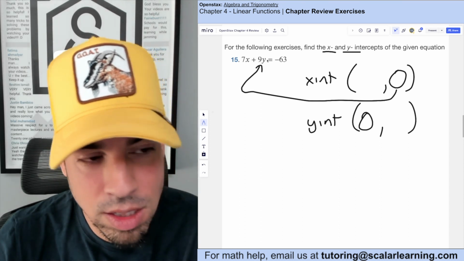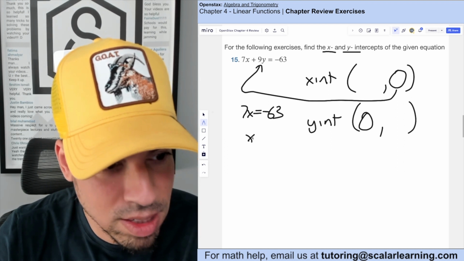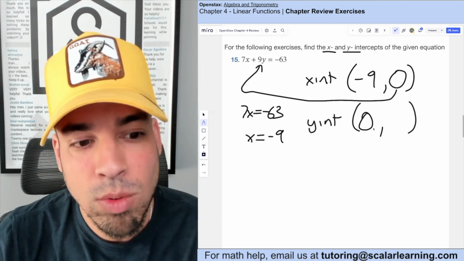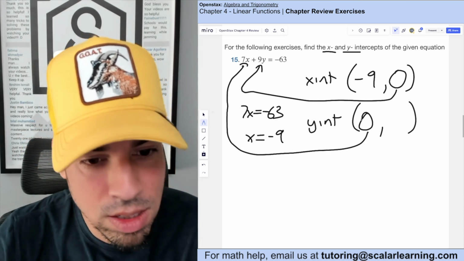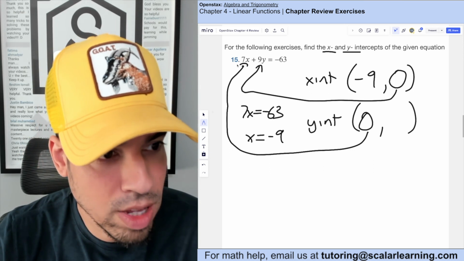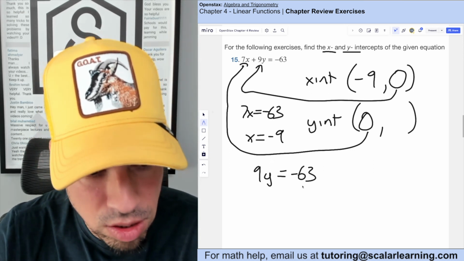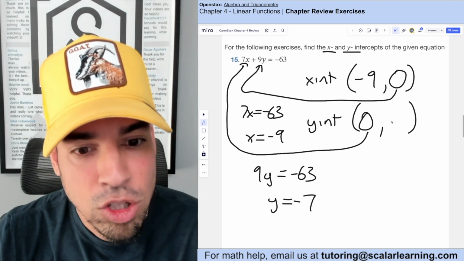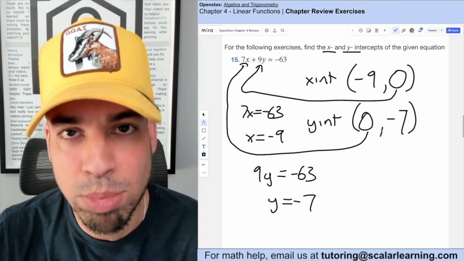So that goes away. 9 times 0 is 0. So I have 7x equals negative 63. Divided by 7, we get x equals negative 9. So that's my x-intercept. Likewise, for the y-intercept, I'm going to plug 0 in for x, because that's the y value when x is 0. So that goes away. And then we have 9y equals negative 63. Divide both sides by 9. y equals negative 7. So my y-intercept is (0, negative 7). There are your answers. Boom, done.